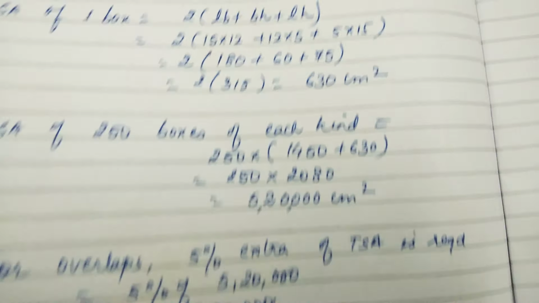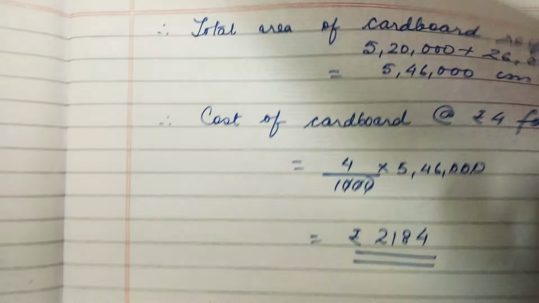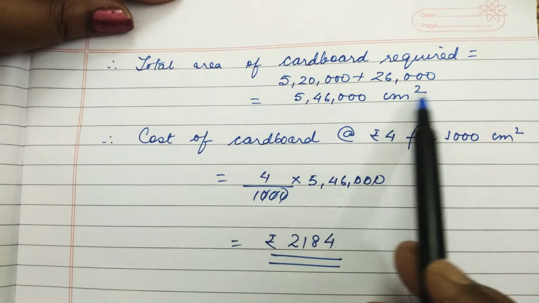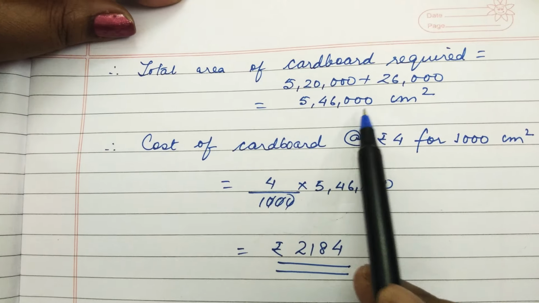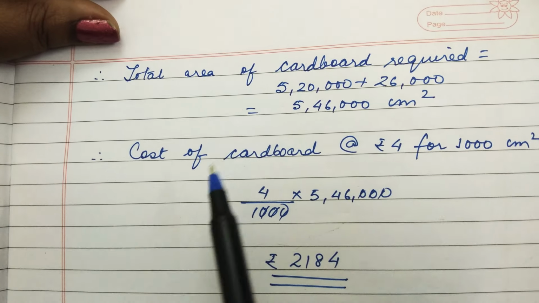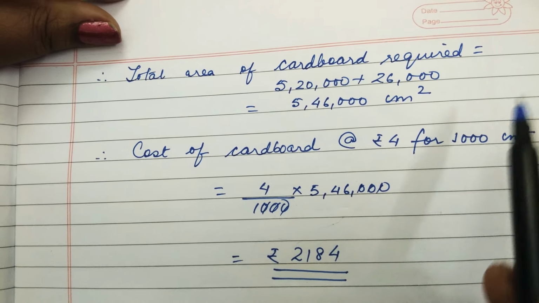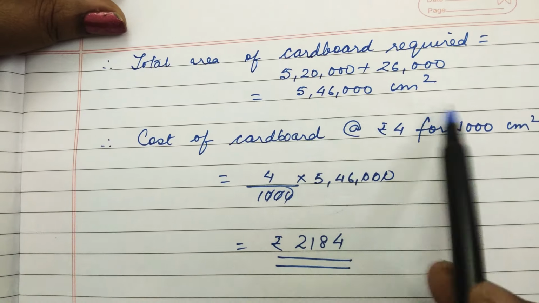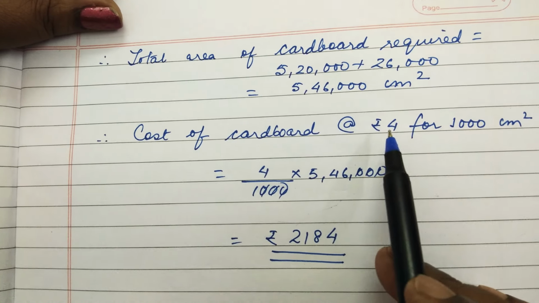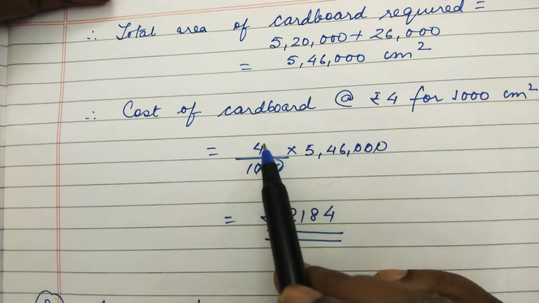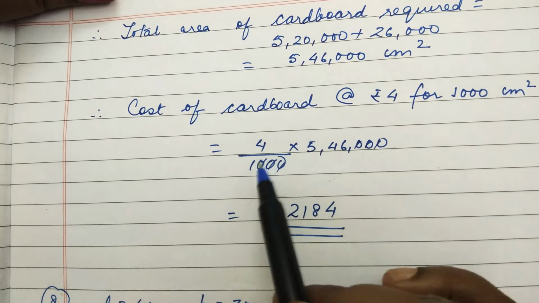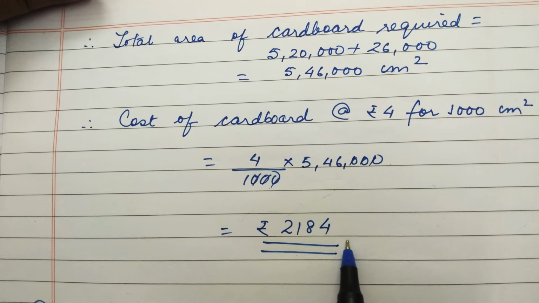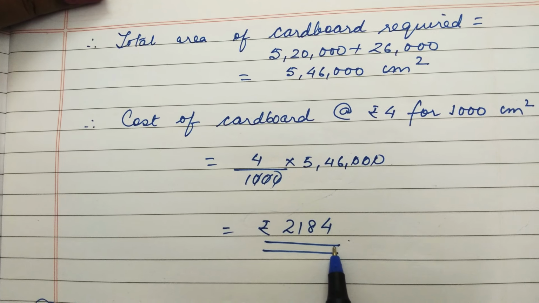Now the total area of cardboard required will be equal to 5,20,000 plus 26,000, which is the overlap, that is equal to 5,46,000 centimeter square. Now the question is, cost of cardboard is 4 rupees per 1000 centimeter square. So what will be the cost for this much cardboard? So if it is 4 per 1000 centimeter square, means 4 by 1000 into 5,46,000. When you multiply, you will get it as rupees 2,184. So this is the required answer.